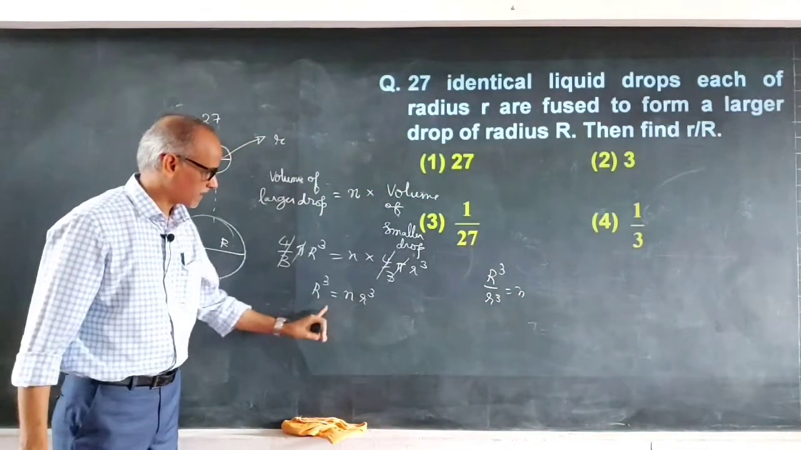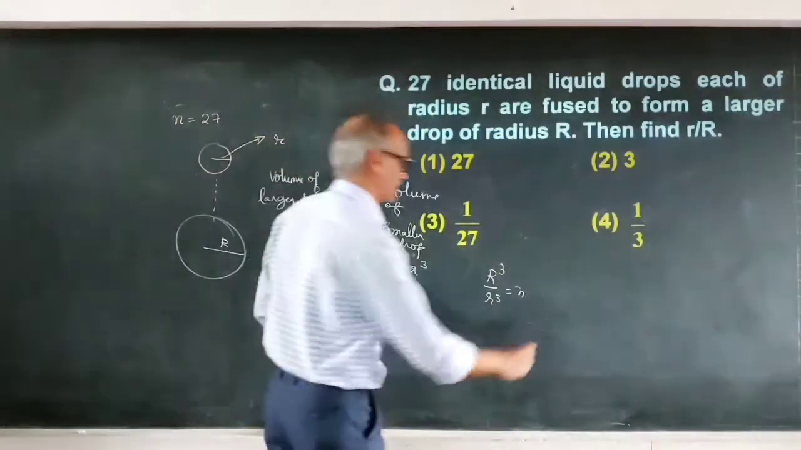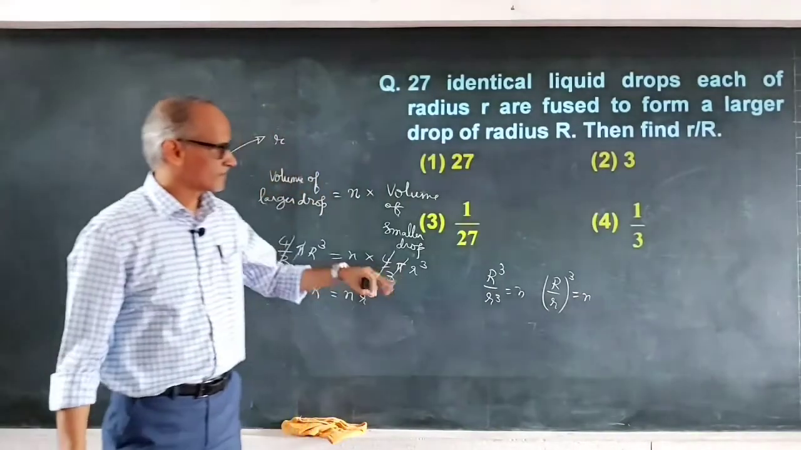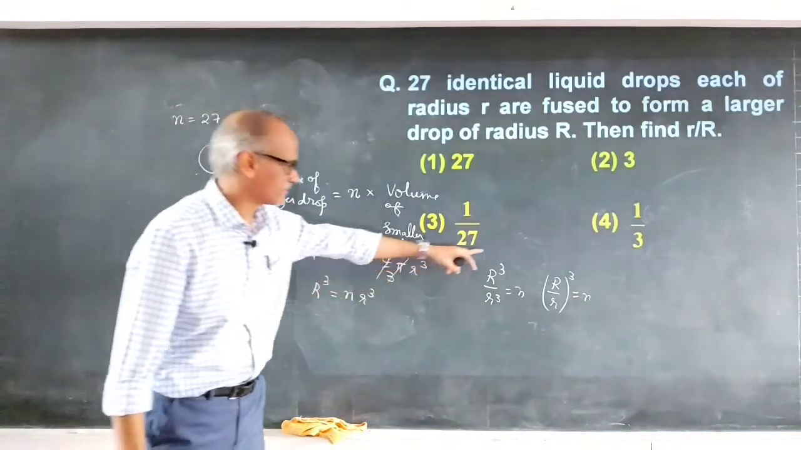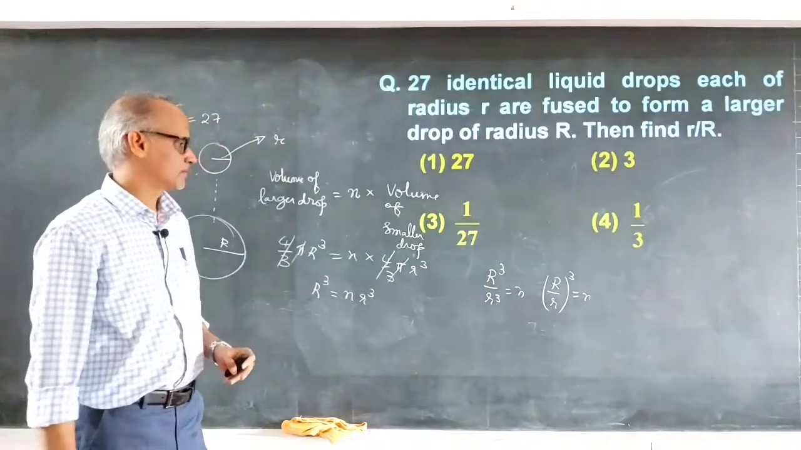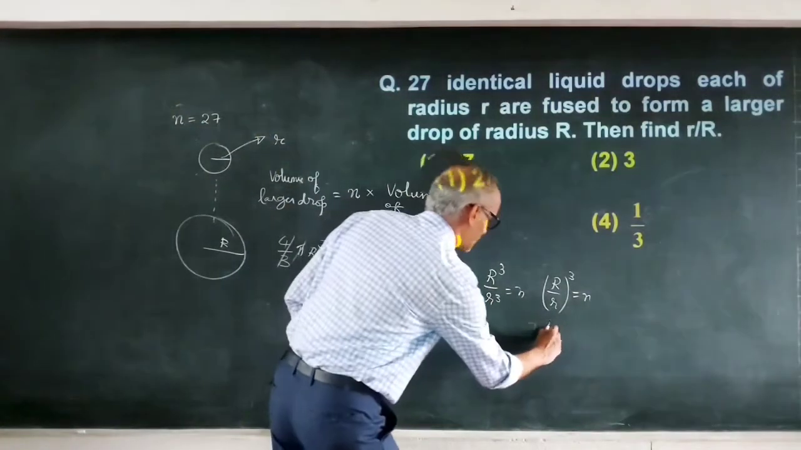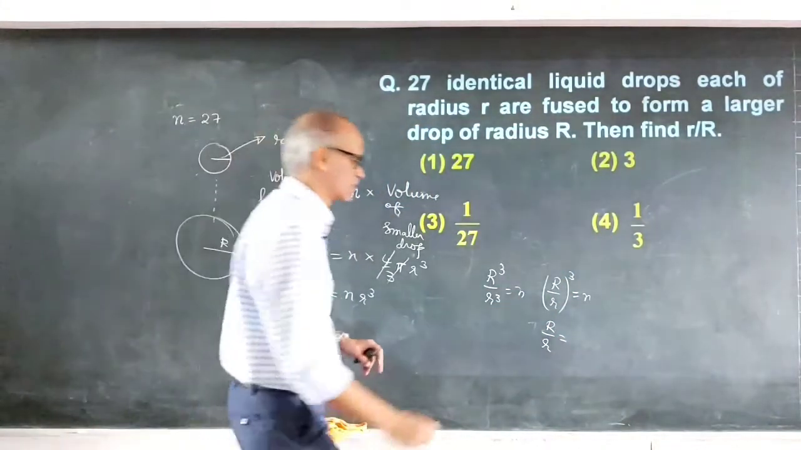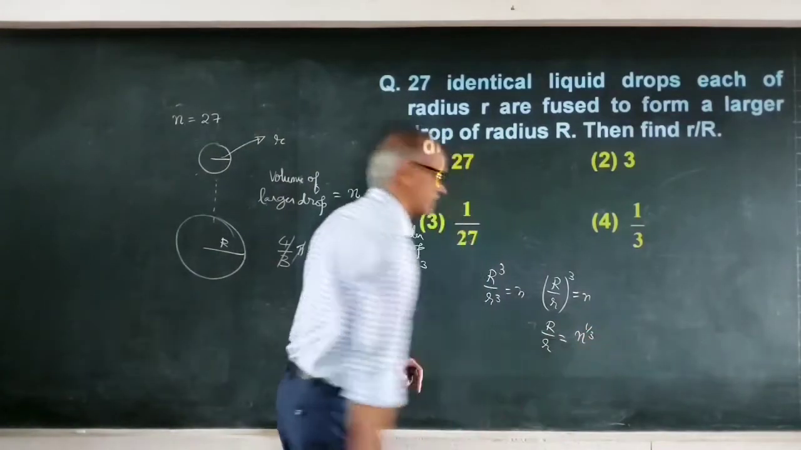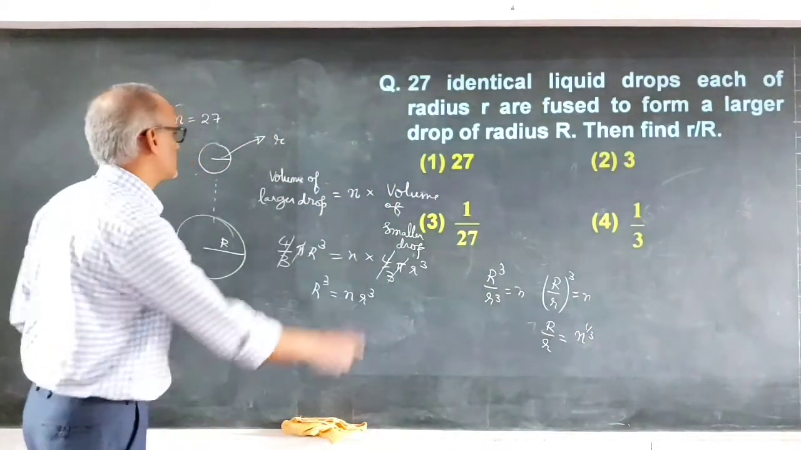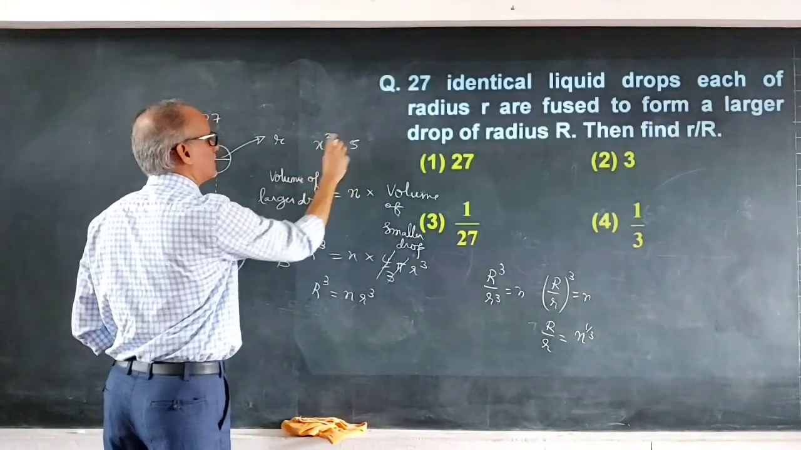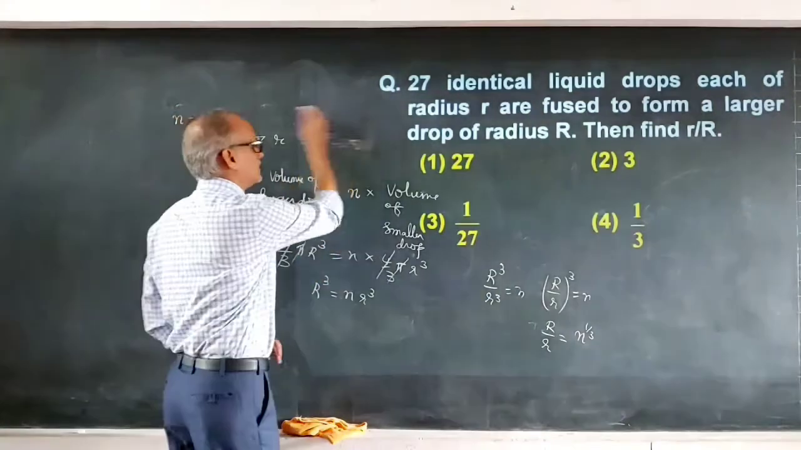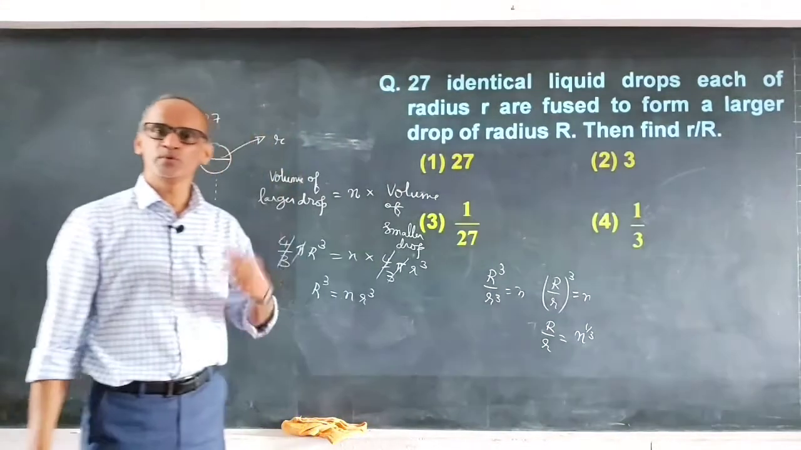R cube by r cube is equal to n. Now that is the same as writing R by r whole cube is equal to n, right? R by r, because the power is the same, so we can write it within the common power. So now what is R by r? When you shift the 3 to the other side, it becomes n to the power 1 by 3. It becomes the cube root of n. See, if x square is 5, when you shift the square to the other side, it becomes to the power half. It becomes square root. Similarly, when there is a cube and you shift it to the other side, it becomes a cube root.